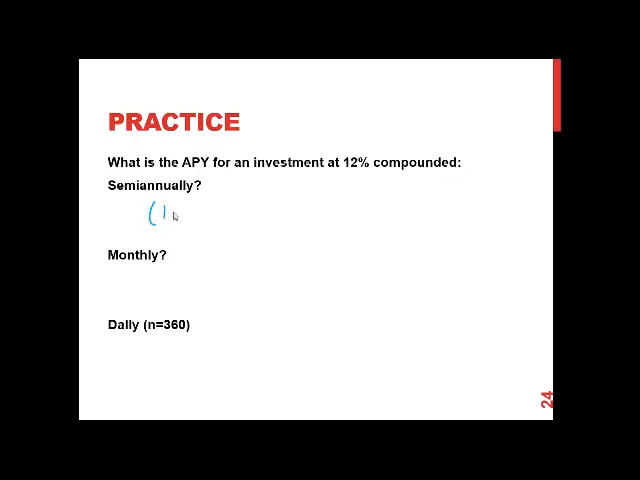So we'll do 1 plus 0.12 divided by, let's see, semi-annually would be twice a year. And then we'll raise that to the second. That's the glob. And then we'll subtract 1 to get it to the amount that it's actually increased. And when I do that, I get 0.1236, or 12.36%. So the annual percentage yield is 12.36%. That's how much you would have to earn in simple interest to match this compounding.